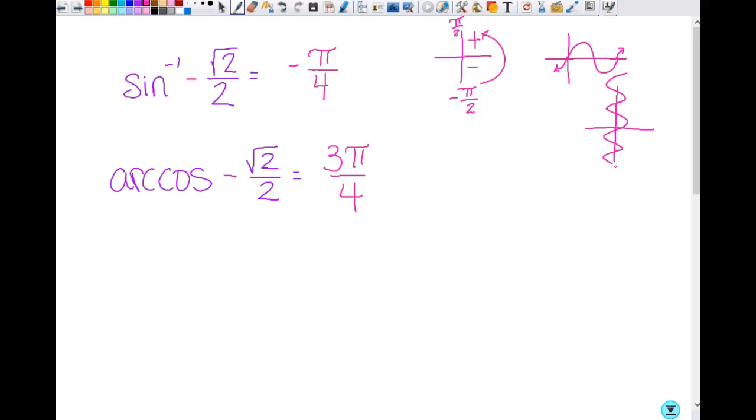And cosine is positive in the first quadrant, negative in the second quadrant, so we go from 0 to pi. So all of your outputs for cosine inverse or arc cosine are all positive, because it has to come from the first or second quadrant of the unit circle. Okay? Now this takes a little bit more time to marinate in your brain, but it'll get there, I promise.